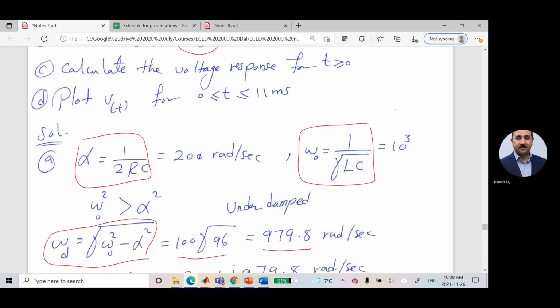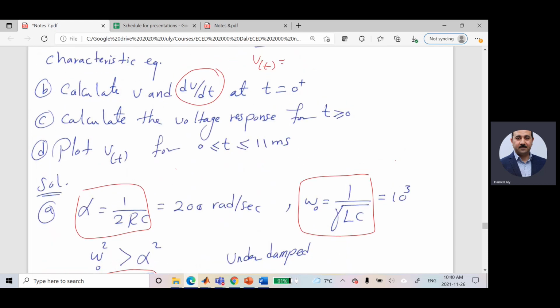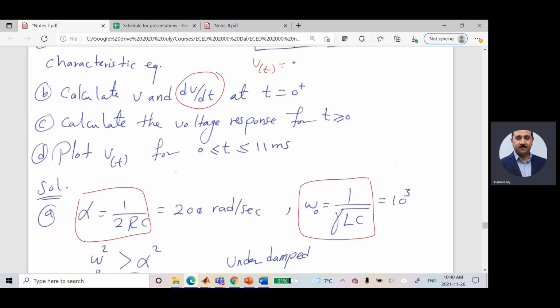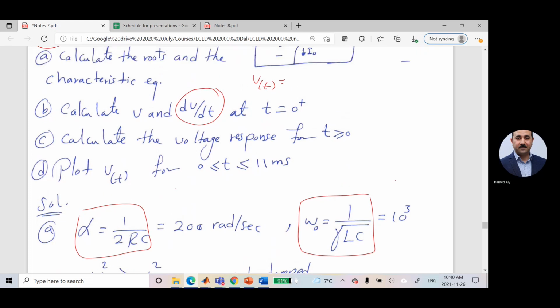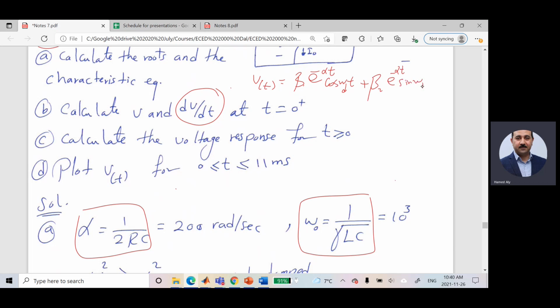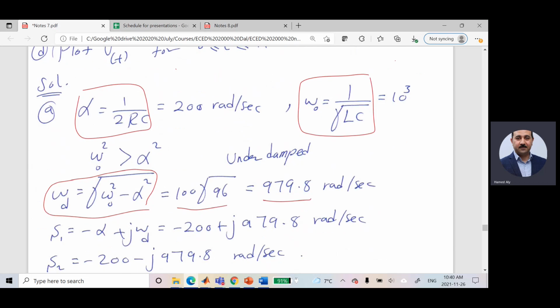979.8. Based on that, I can say my equation will be beta 1 multiplied by e to the power negative alpha t times cosine omega dt plus beta 2 times e to the power negative alpha t multiplied by sine omega dt. And then I have omega d, I have alpha. I will substitute in that equation.